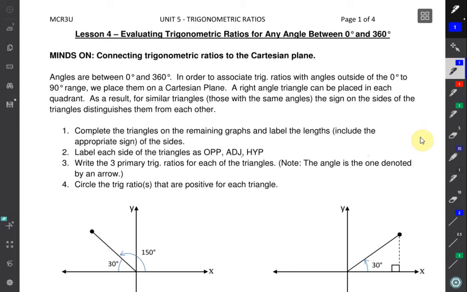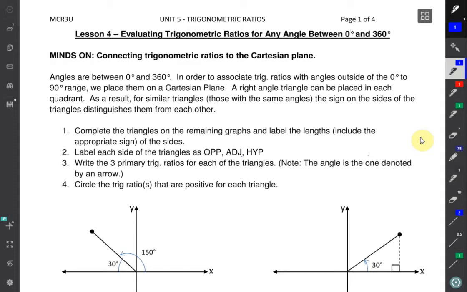This next lesson involves a system where we can use trigonometry, which comes out of triangles that have acute angles, and be able to apply it to angles that are greater than 90. In fact, we can do angles anywhere between 0 and 360, and then actually beyond that. What we're going to do is start with understanding how this system works.